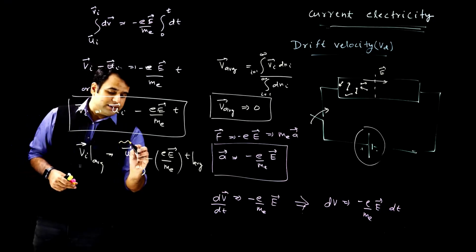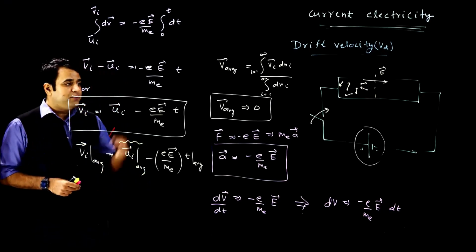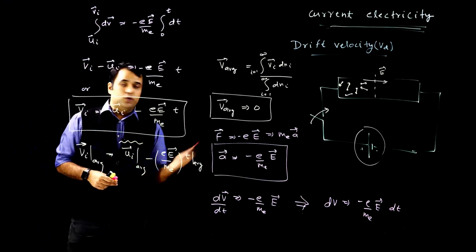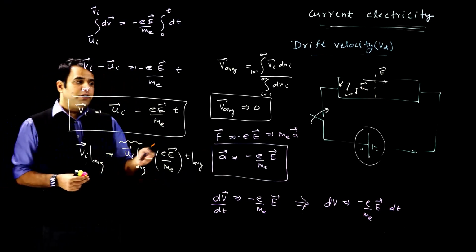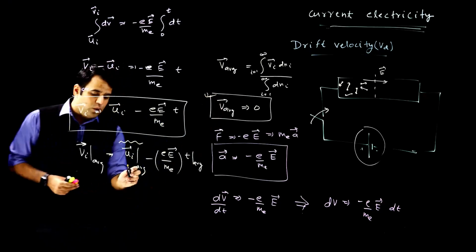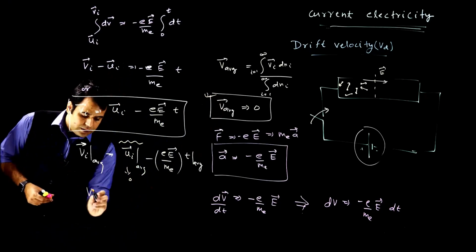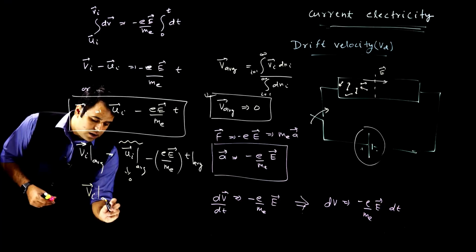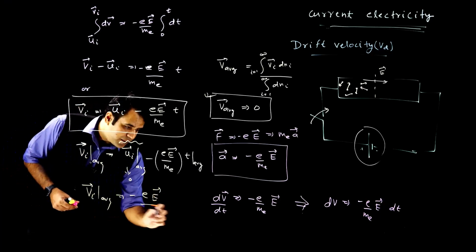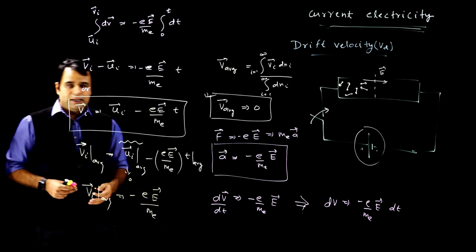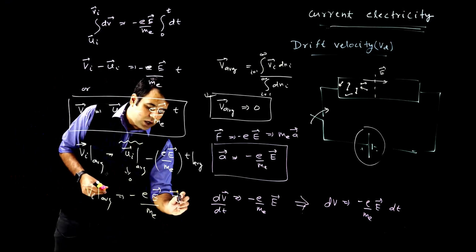Now this was the velocity of the electron before the external force was applied, and we already know it was 0 in the beginning, so this whole value will be 0. So the average velocity for each and every electron will be E upon me times t average, and the t average we define as tau.